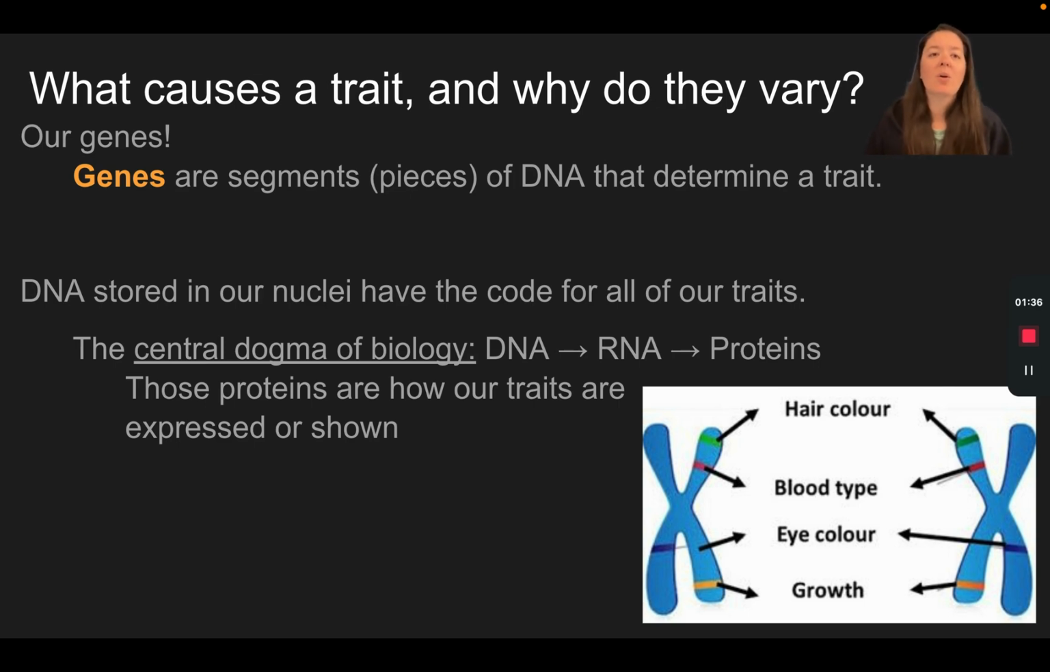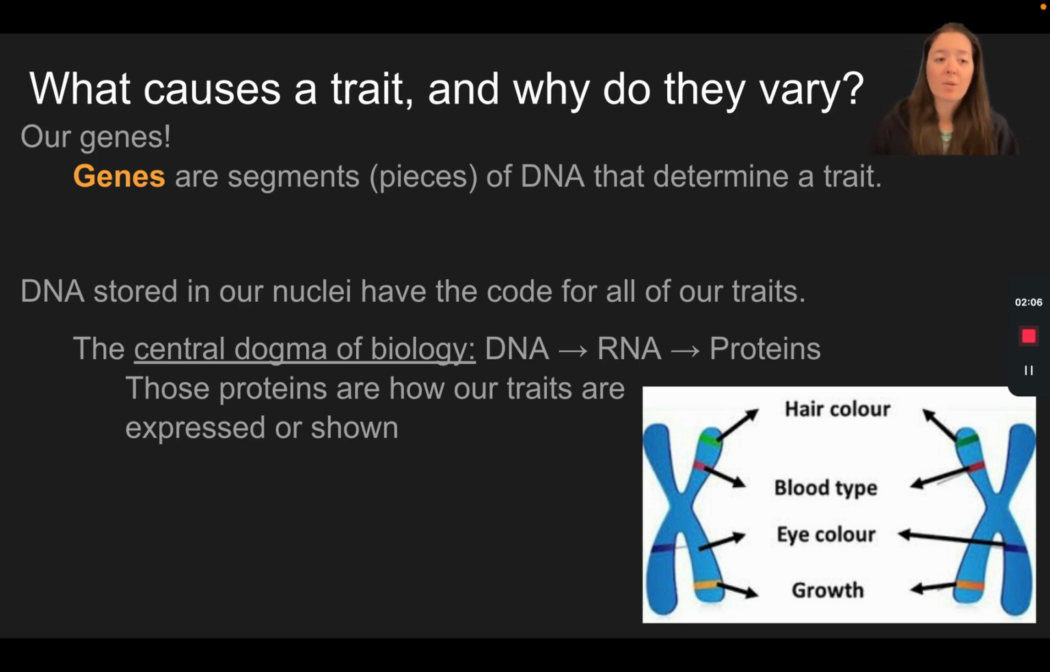And it comes down to our genes. So just like we learned in the previous unit, genes are pieces or segments of DNA that code for a certain protein which will give us a trait. DNA is stored in the nuclei of our cells, and they have that code for different traits. We gotta remember that central dogma of biology. DNA makes RNA, and RNA makes proteins. So those proteins are what give us traits.